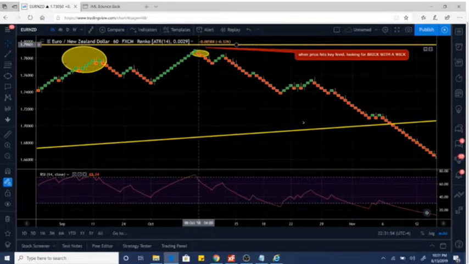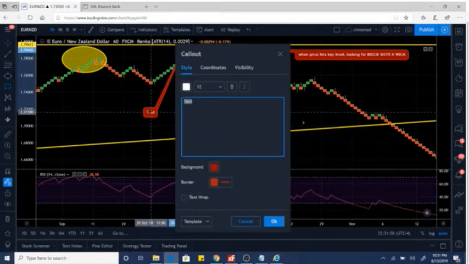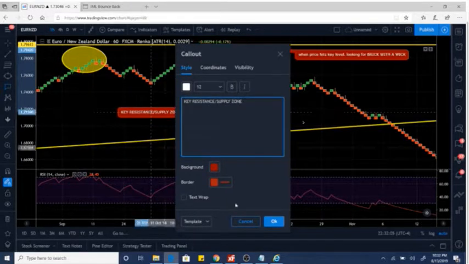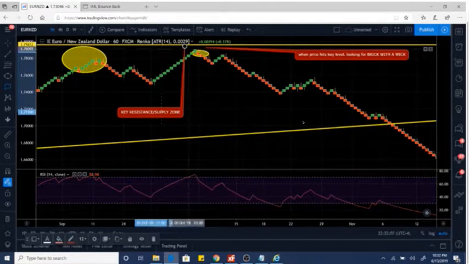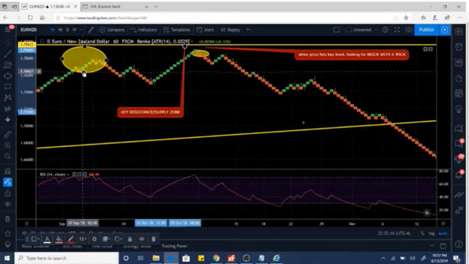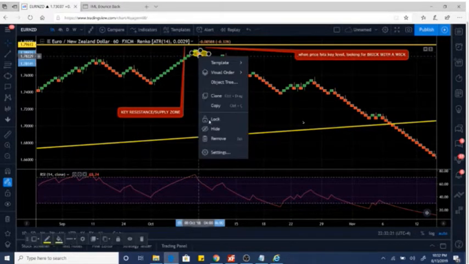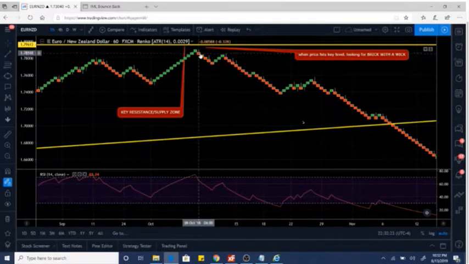So I'm at a key level in the market. Key resistance, supply zone. Right there, and I'm looking for a brick with a wick. So boom, I got it. That brick with a wick right there. Everybody see that? That brick with a wick. Boom. Perfect.